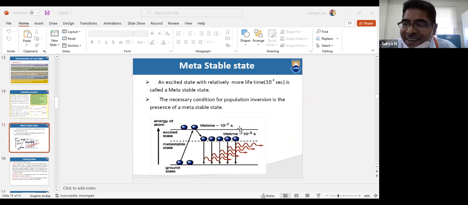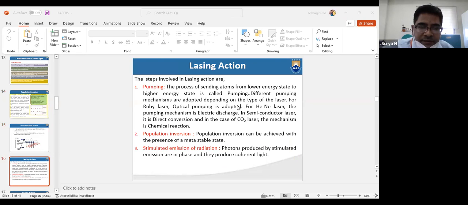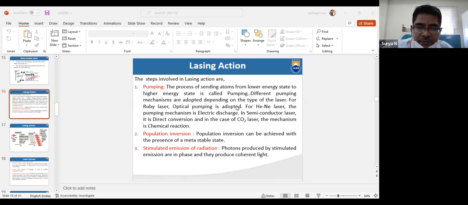Let us go to the metastable state. What is the metastable state? An excited state with a relatively longer lifetime, that is 10 power minus 3 seconds, is called the metastable state. The necessary condition for population inversion is the presence of a metastable state, right? This is one of the essential conditions for the explanation of the three-level system. All this process we have seen is the lasing action, which takes place between pumping, population inversion, and stimulated emission of radiation, right?